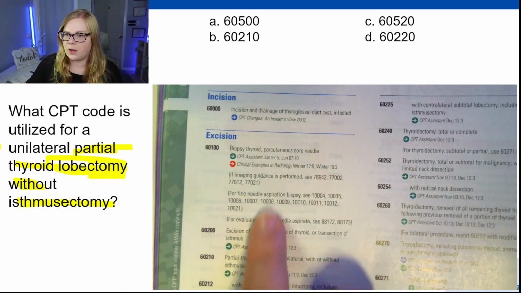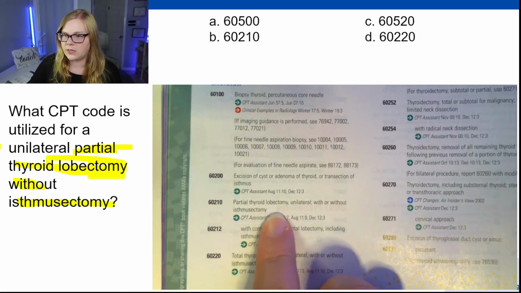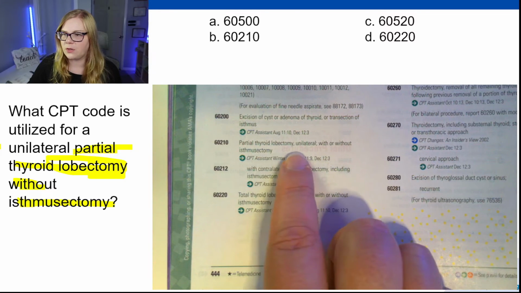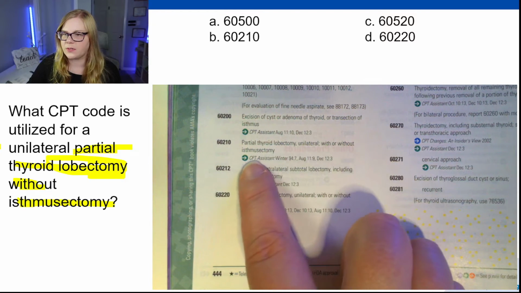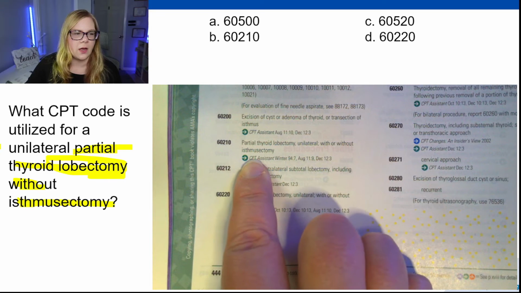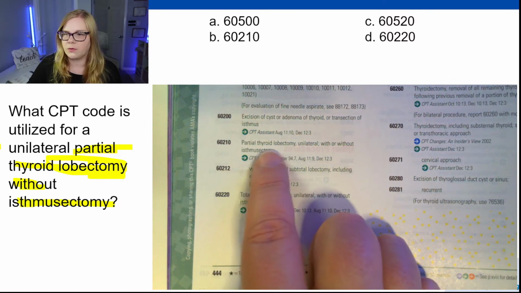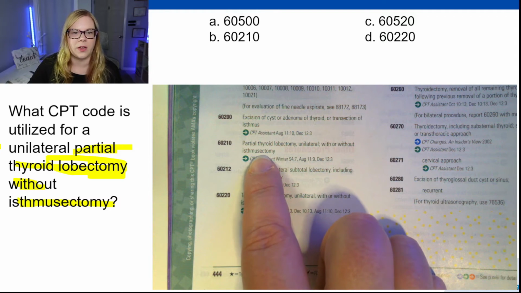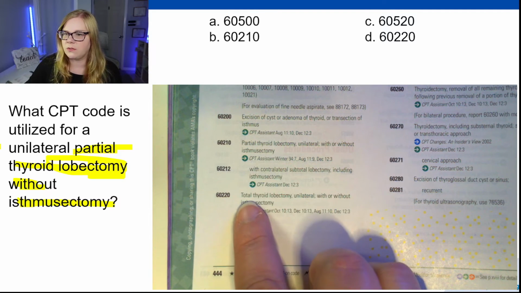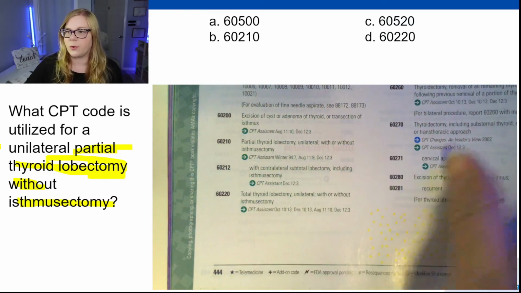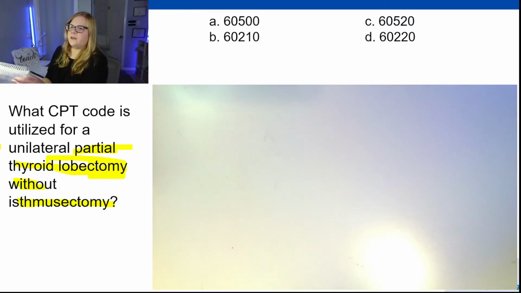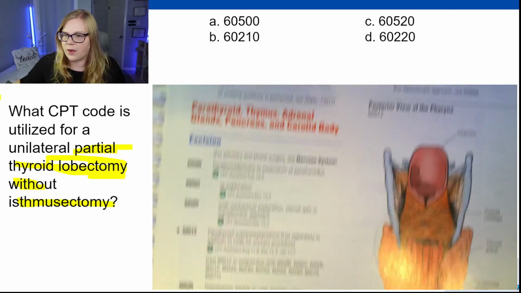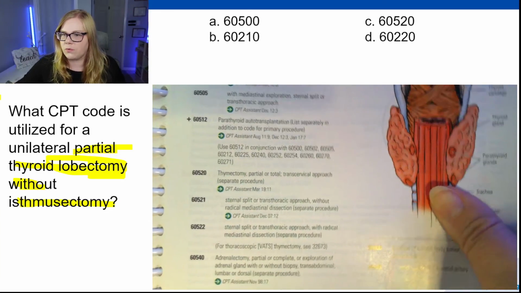So we have biopsy, excision of cyst. Here we go. This looks a little bit closer. Partial thyroid lobectomy, unilateral, with or without ismethectomy. Isn't that what we did? Partial, right? Yeah, that looks like it's the right code for us. 220, that's a total, and we didn't do a total. We did a partial. And those 5 zeros look like they are in the section for the parathyroid. And this wasn't a removal.